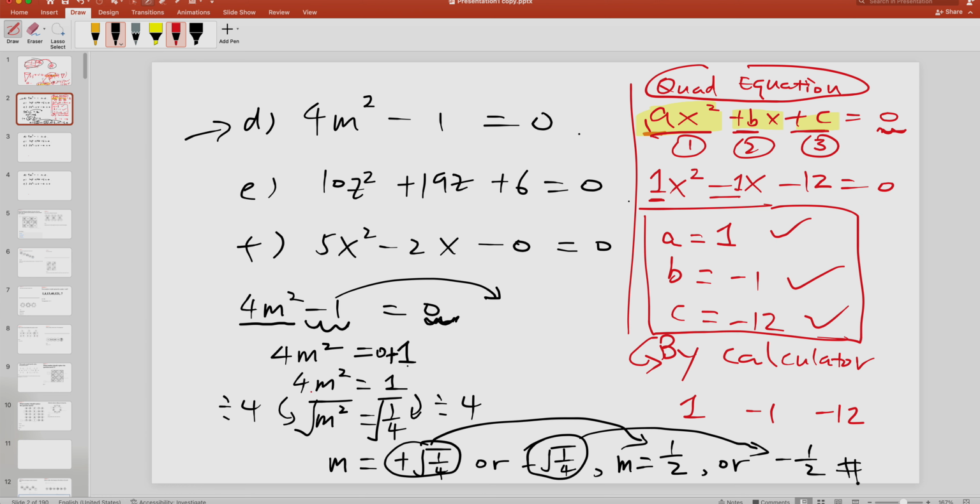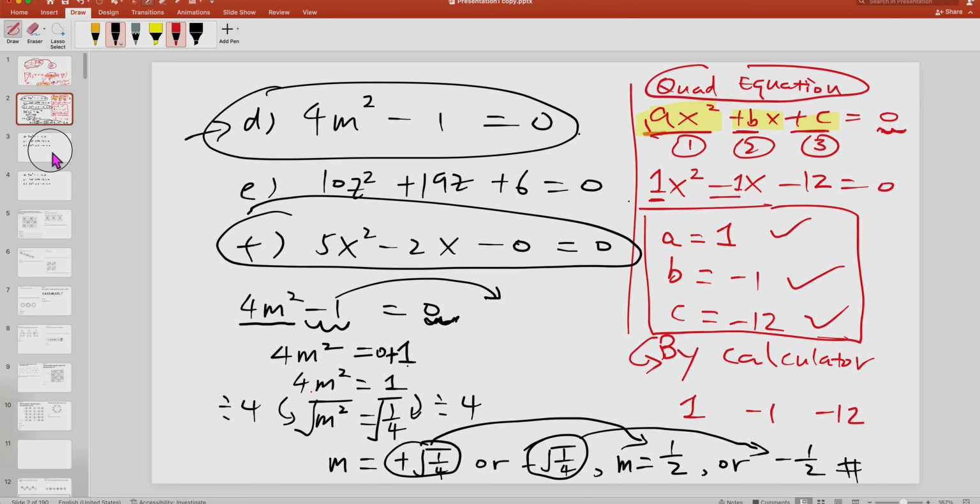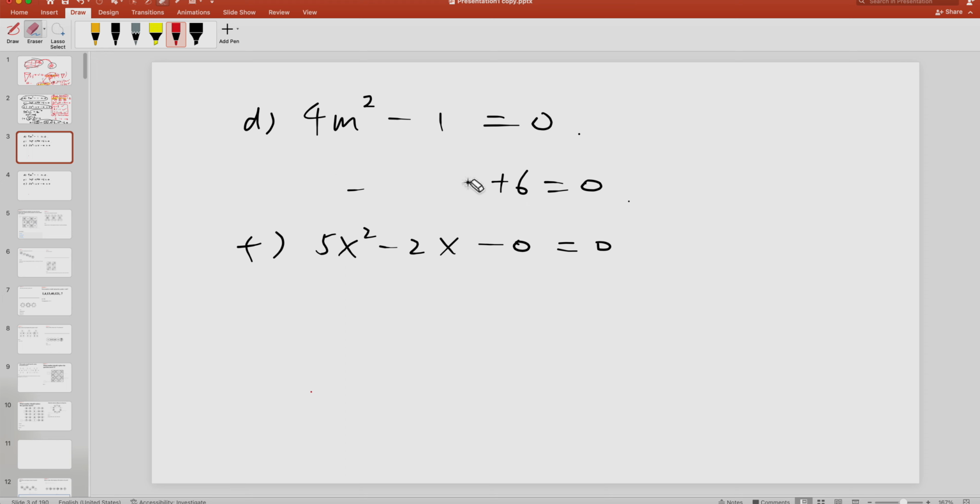Okay? Good. Let me do this one also. F. Because F and D are similar. What do you see here? This is -0, right? You know what the meaning of -0 is? That means it's not there. You have plus 0 and minus 0, that means it's not there, right? So if it's not there, how many terms do you have? 2 on the left, 0 on the right.